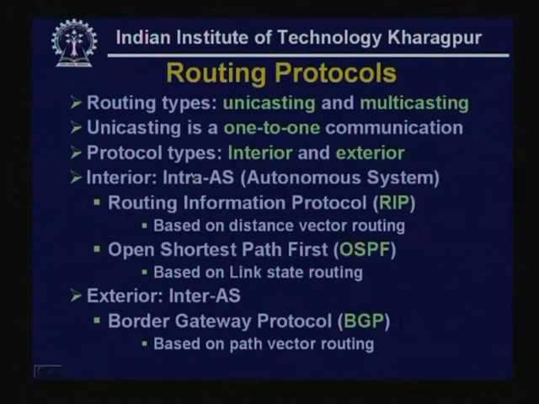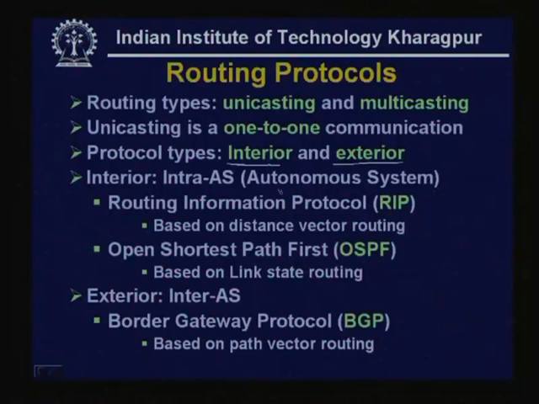As we know, there are three different types of routing: unicasting, multicasting and broadcasting. Unicasting is a one-to-one communication, and there are two different types of protocol. One is known as interior and another is known as exterior protocol. As you know, the network is divided into a number of autonomous systems.